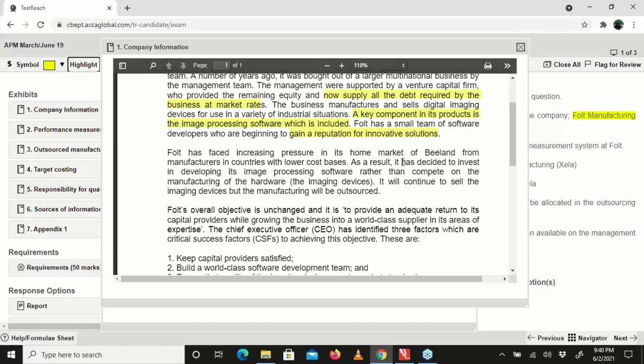As a result, it has decided to invest in developing its image processing software rather than compete on the manufacturing of the hardware, because they have a good development team. The hardware is the imaging device. It will continue to sell the imaging device, but the manufacturing will be outsourced.